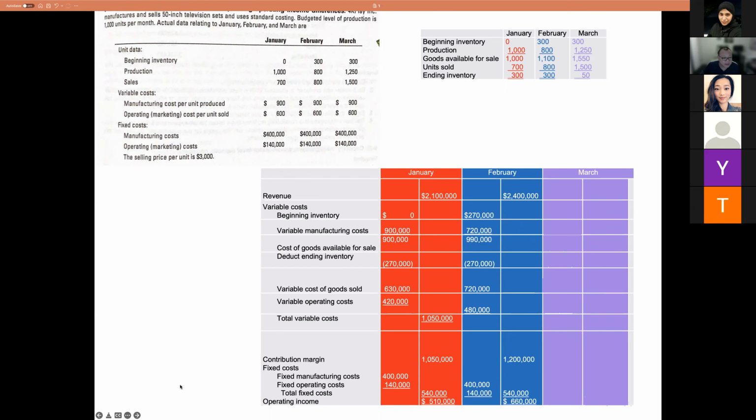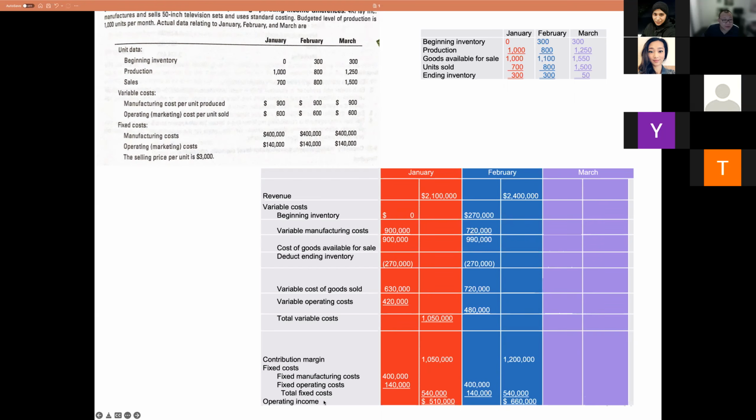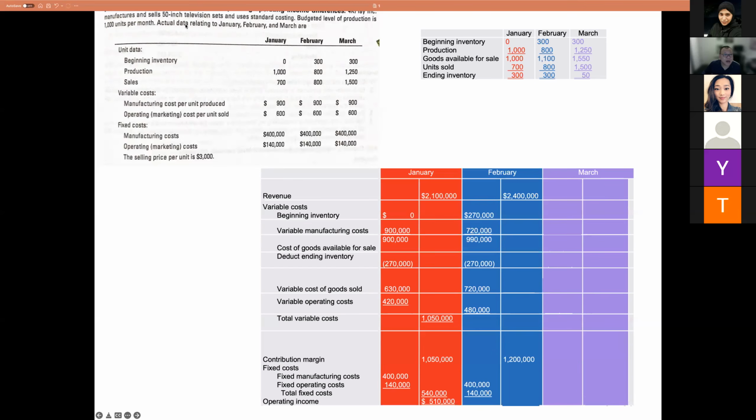Okay, so let's see. 1, 2, 3. Are we okay with January and February? Okay, good. Now let's do March. Exactly the same. Revenue, you are using sales numbers. So 1,500 for sales, times 3,000. So that's going to be 4.5 million, right?